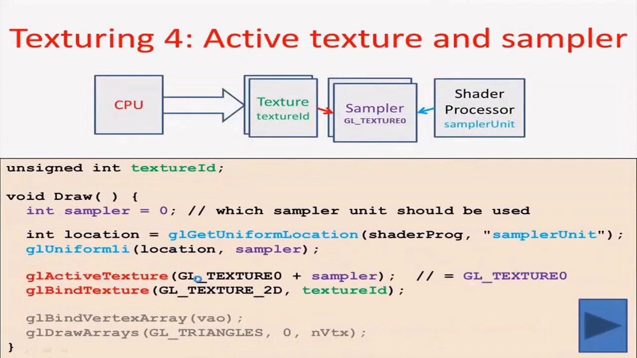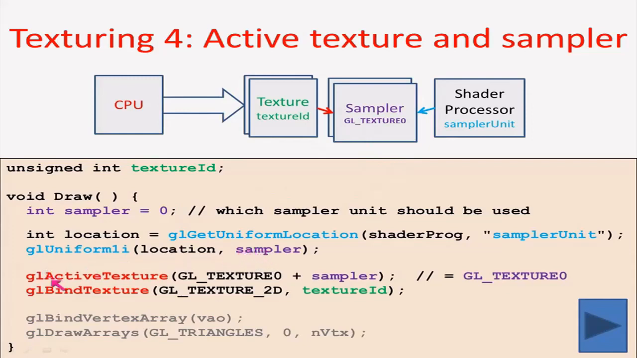When an object is rendered, we should select the active texture and also connect the shader processor to this texture via a sampler unit. The samplerUnit variable of the shader program gets the ID of the sampler unit, which is 0 in this particular example. This number can go from 0 up to the number of sampler units available in our GPU, and this is at least 8, but typically much higher.